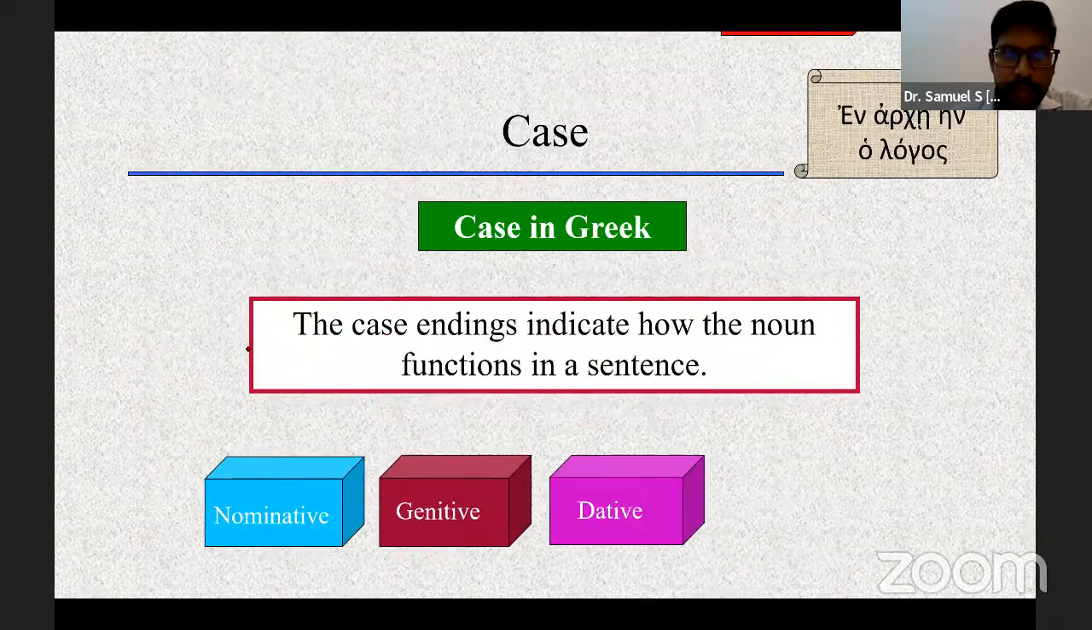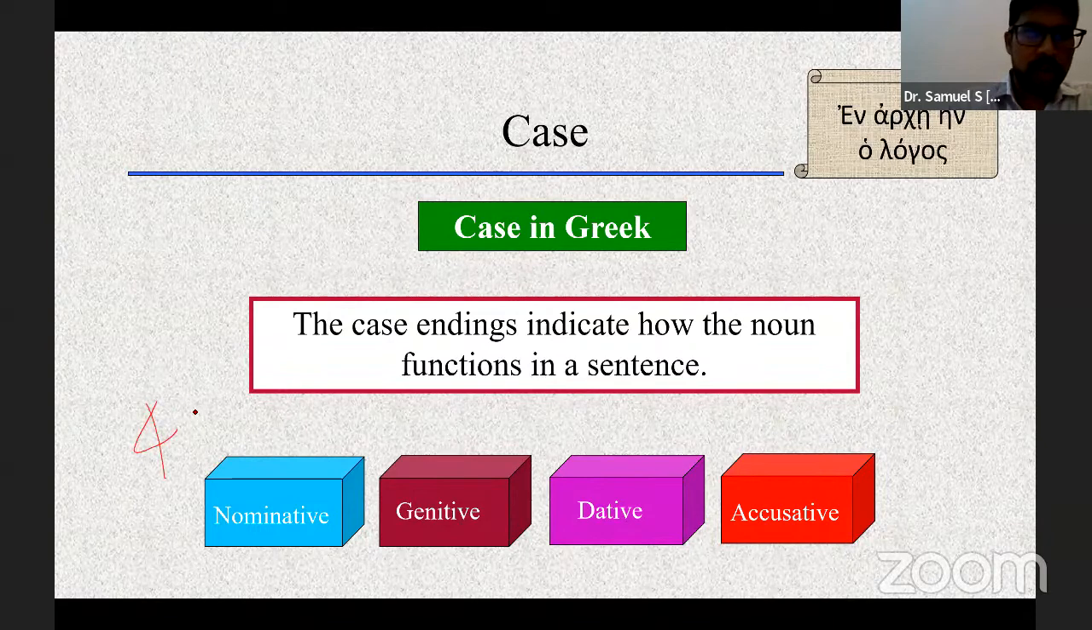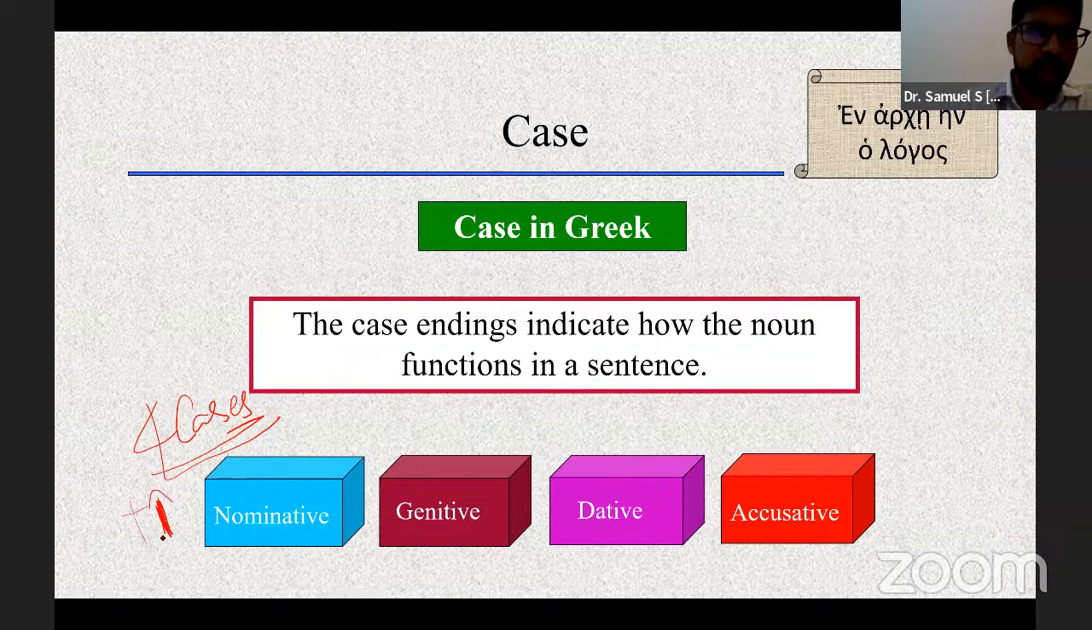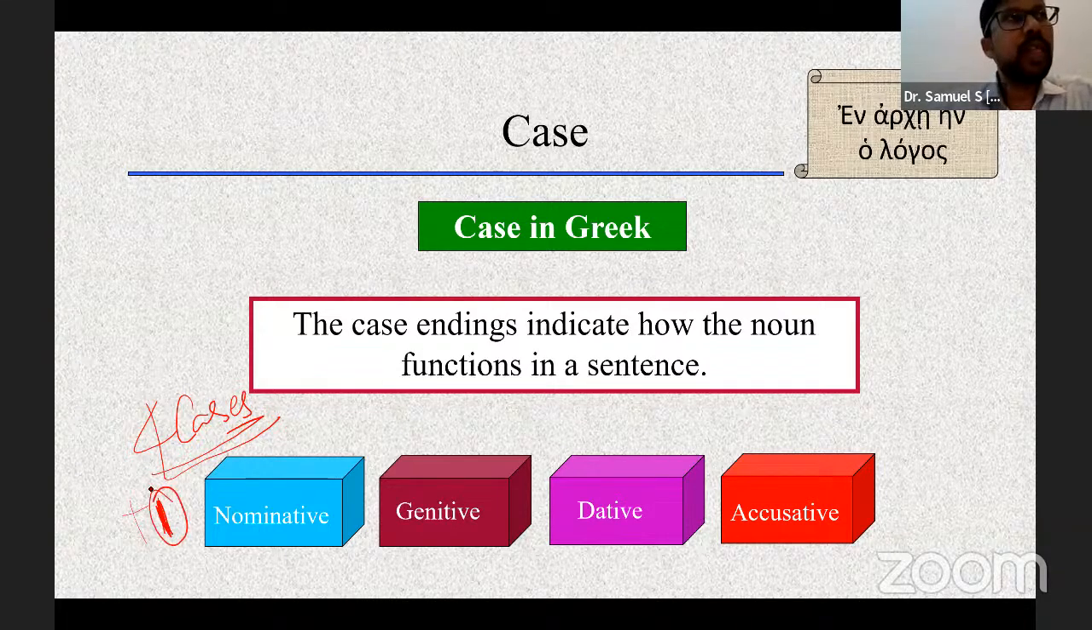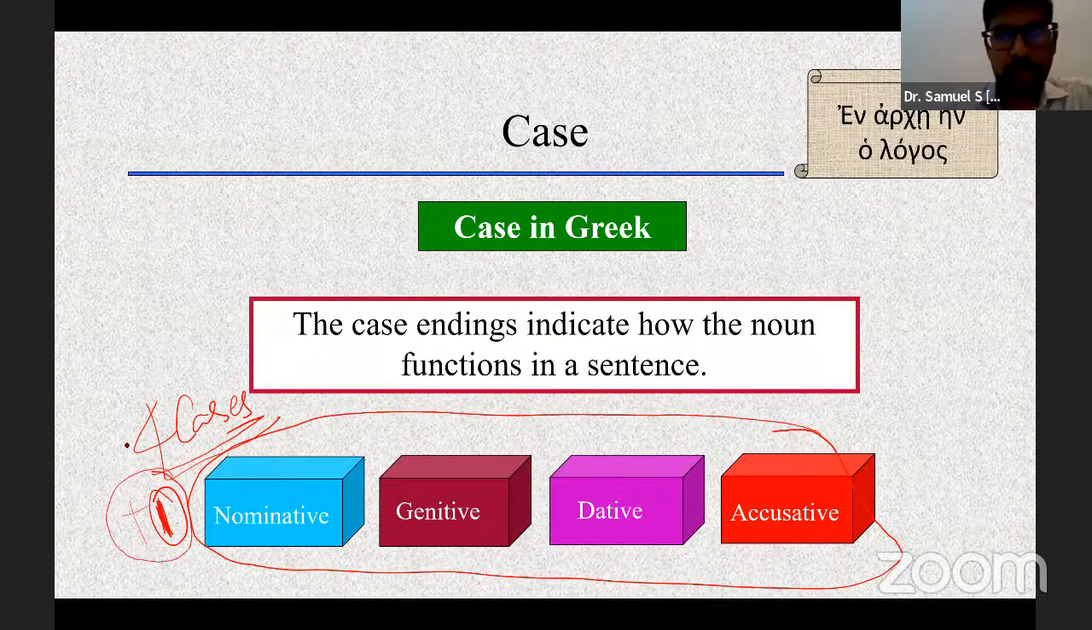In Greek, I think this is where we have to pick up now. In Greek, there are 4 cases. Very quickly, you will see that there is another case, but that case is very rarely used. That's why in this introductory class, we wait. First, we just look at the 4 main cases, and then later on, we'll add one more case to it.